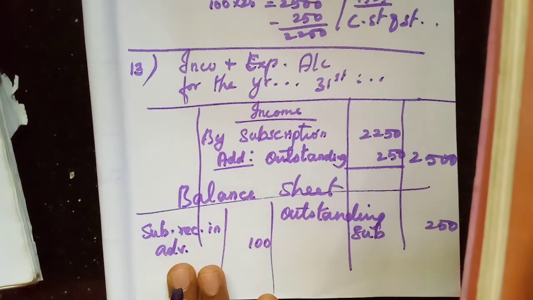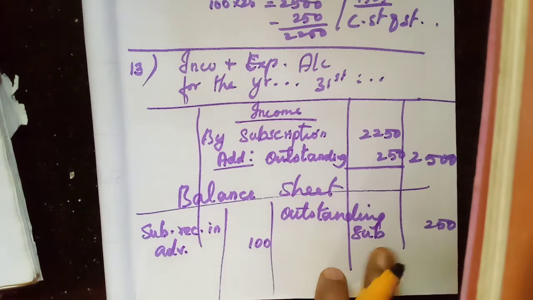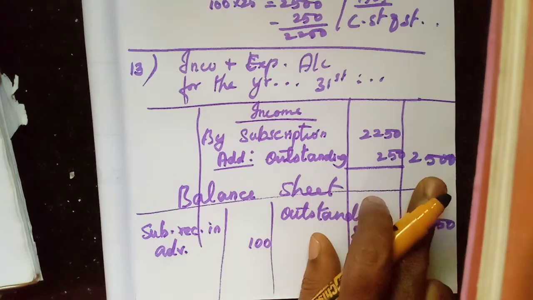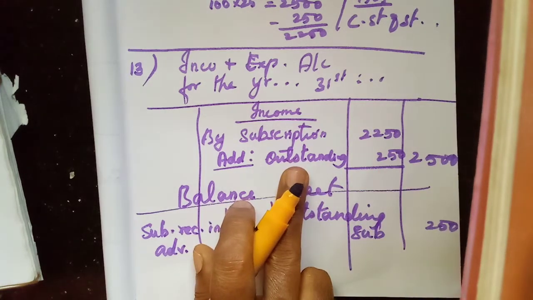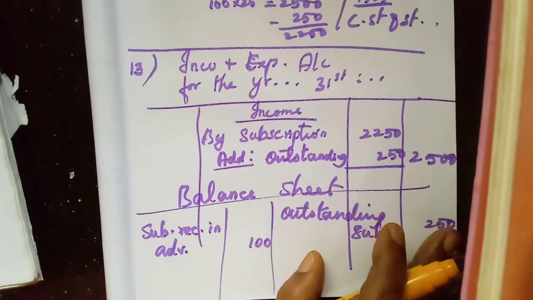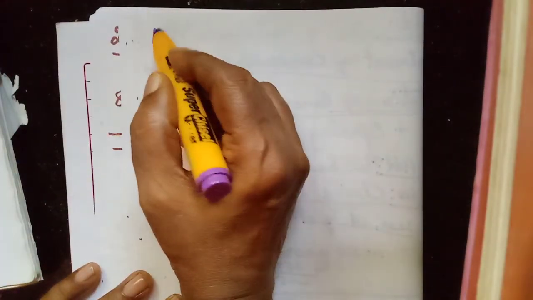This is liability. Asset, outstanding subscription. Here that year's 2500. Simply we should not write outstanding, we want to show how much we have received, and outstanding we have shown. Okay. Now we will do the 14th one, which we have learned now about the consumable items.